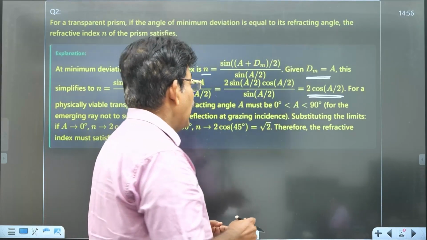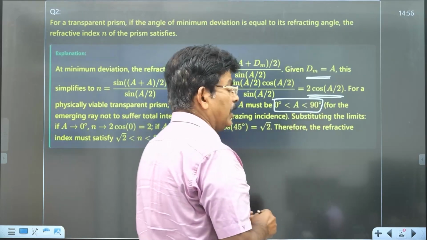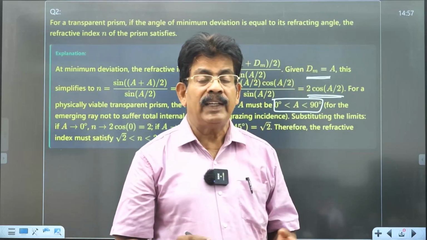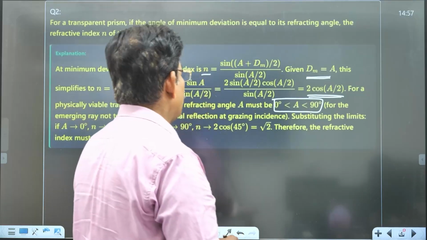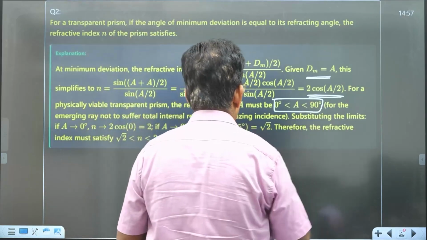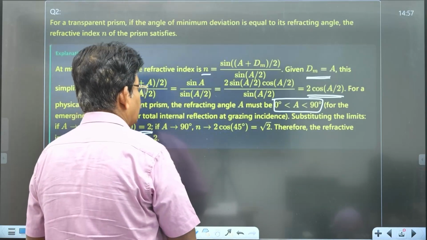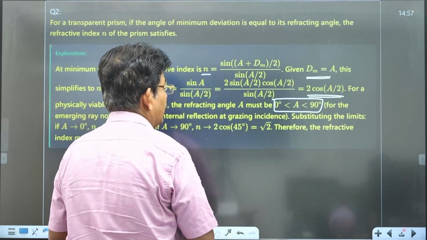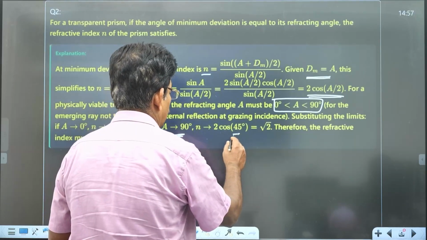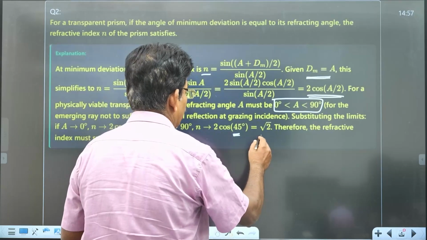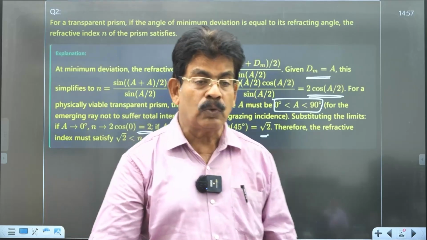Now tell me, angle of prism. Practically speaking, the minimum value of angle of prism possible is 0. When angle of prism is 0, A is 0, A by 2 is 0, then refractive index is coming to be 2. So one extent of refractive index is 2. Other possibility, A is 90. If A comes to 90, A by 2 is 45. 2 cos 45 will be root 2. Therefore, the minimum value of refractive index possible is root 2.